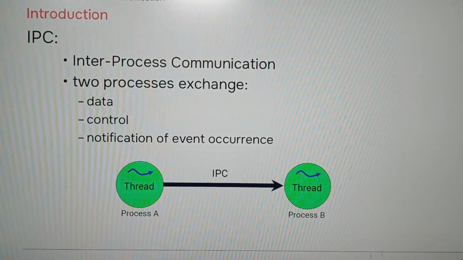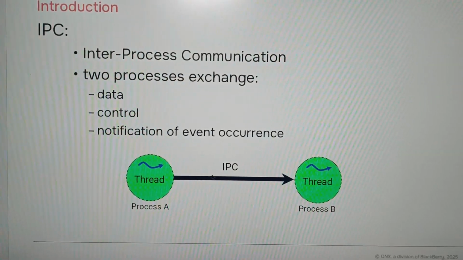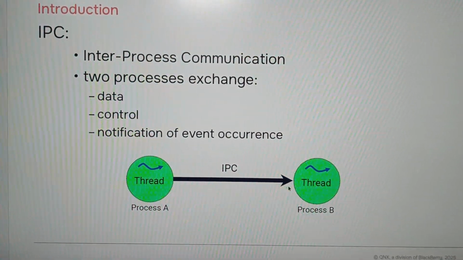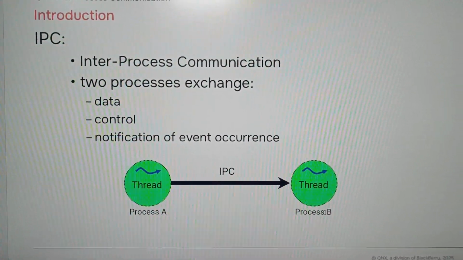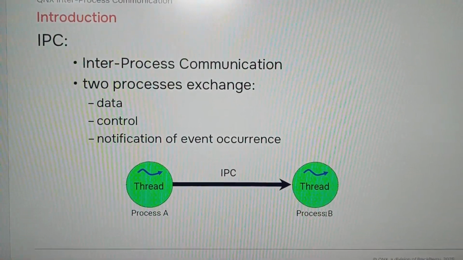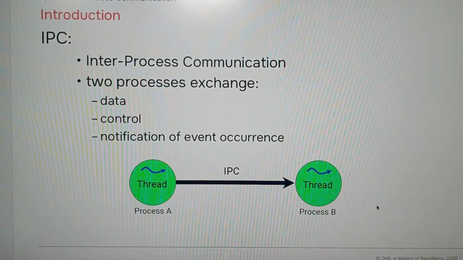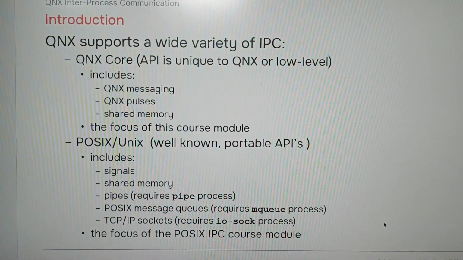While going from one process to another process, we have a thread here, and the communication happens through this and reaches process B. So what will happen in this? We have to control the data, send the data, and see how the data occurs.